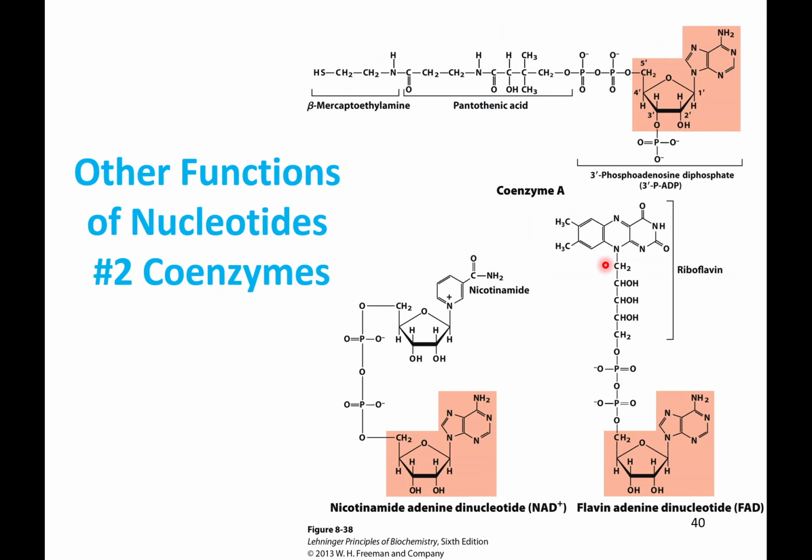Another function of nucleotides is as coenzymes. And we've talked about these before as well, because in terms of enzymes, some of them use what are known as coenzymes to help catalyze their reactions. So one example of a nucleotide that's used as a coenzyme is NAD or NADP, nicotinamide adenine dinucleotide, right?